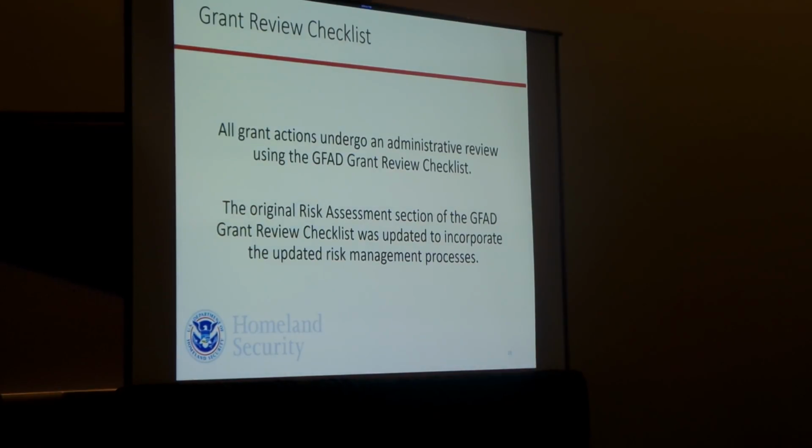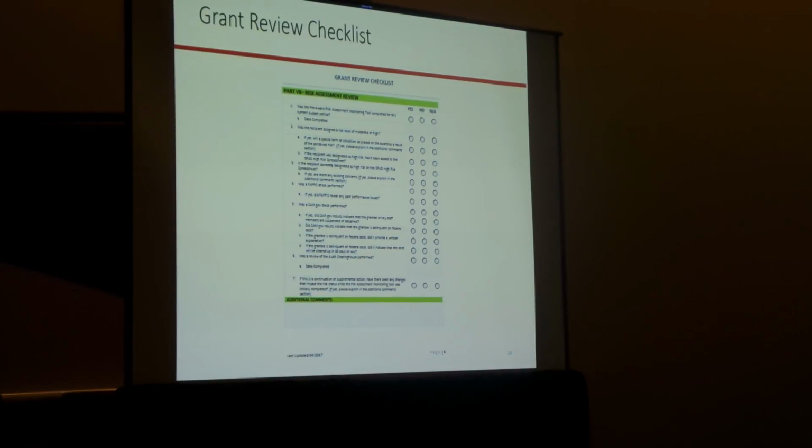Some of the areas incorporated in the risk assessment section of the checklist are debarment and suspension status, where the grants officer has to verify that they've gone in and checked FAPIS, which is the Federal Awards Performance and Integrity System, and that they checked SAMS, which is the System for Awards Management. So all grants officers not only have to go into that system, they have to verify through the checklist that it's been accomplished. The financial status.